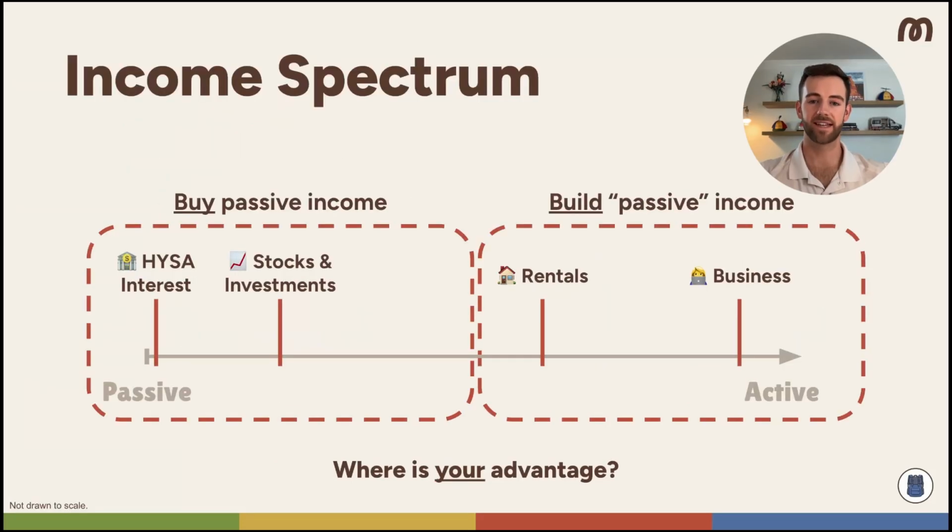When you're trying to decide what works best for you, I want you to think about your personal advantages. So if you have more money than time, you really want to be investing for your passive income. But if you have more time than money, you can go out and actually build the business or buy the real estate that pays you cash flow.